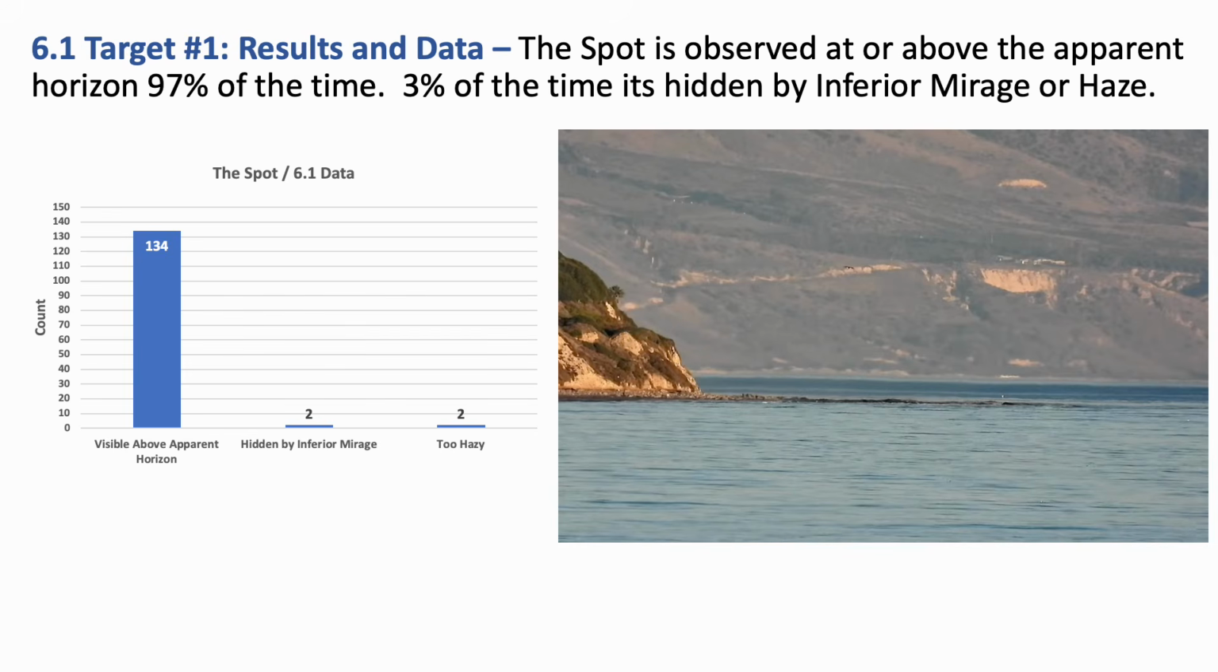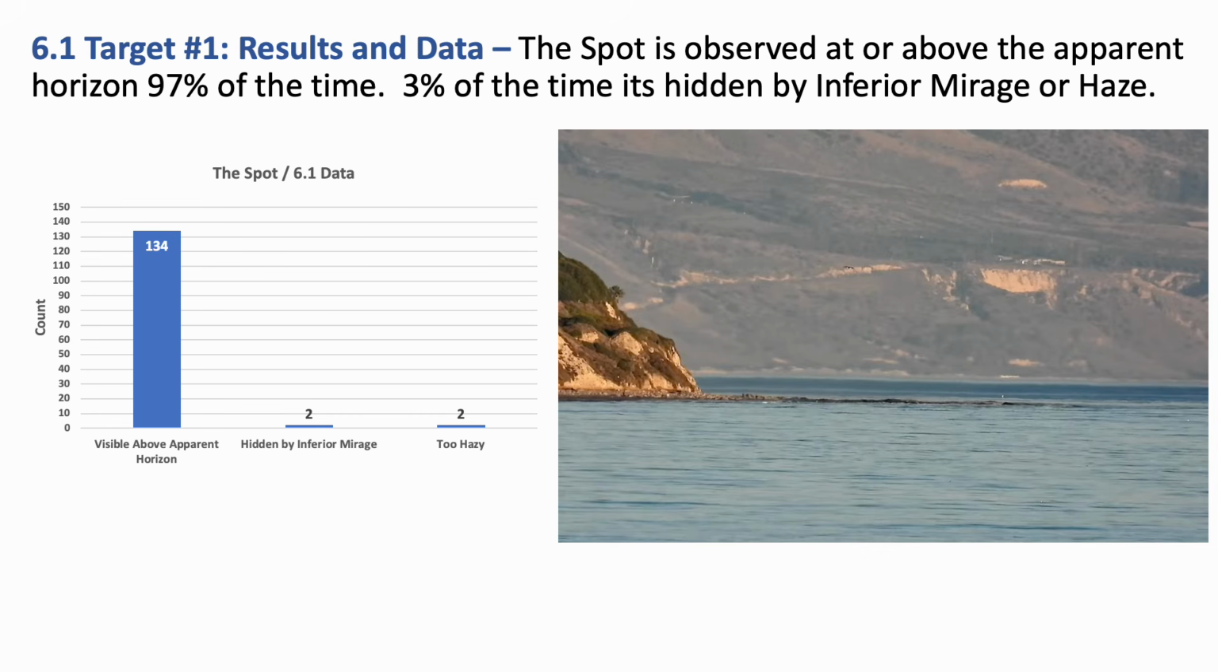Target number 1, data. This is for the spot. I summarized all of my pans and created a histogram, as can be seen on the left here. It's categorized as visible above the apparent horizon, hidden by inferior mirage, or too hazy. So as you can see here, 97% of the time the spot is observed above the apparent horizon, even though it's in the zone of the hidden height for the globe.